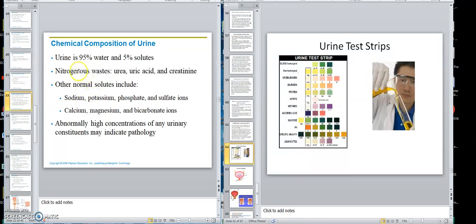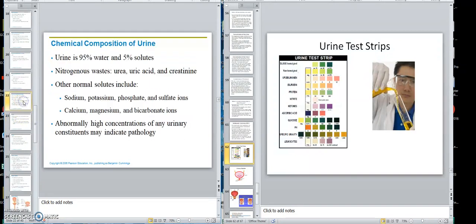Chemical composition of urine: about 95% water, about 5% solutes. Nitrogenous waste, or urea, uric acid, and creatinine. Urea is the breakdown product of your proteins. It's the amine group that gives urea. Uric acid comes from the nitrogenous bases in DNA and RNA, and we've already talked about creatinine. Then, of course, you'll have the sodium, potassium, phosphate, and other substances there. Okay?